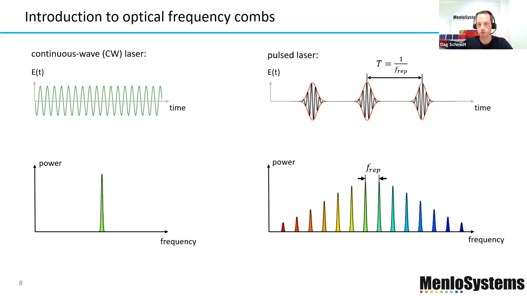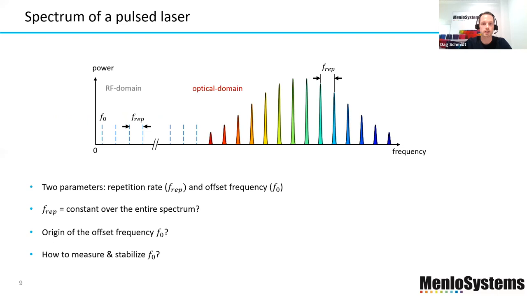Now you might say, this indeed looks like a comb in the frequency space. So is this already a frequency comb? Well, not yet. We have to take care about two parameters. So let's have a closer look at the spectrum of a pulse laser.